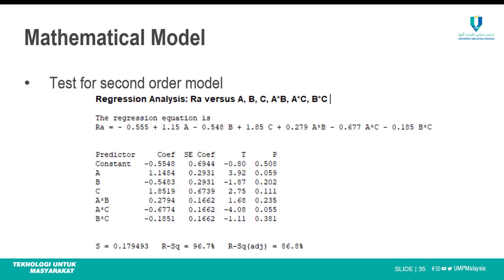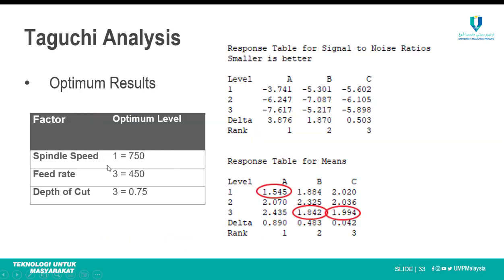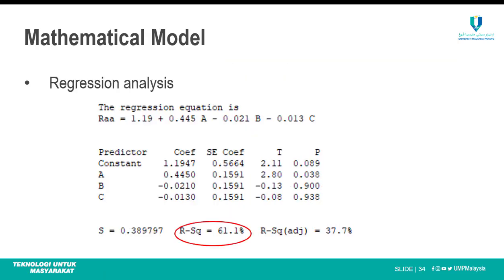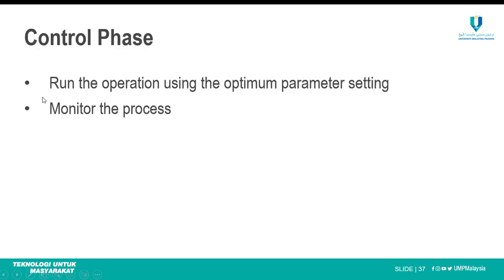So this is the mathematical model, and that is the improve phase. From this phase we should be able to obtain the optimum parameter values, and that should improve our process variance. Now we move to the final stage, which is the control phase. In the control phase, we run the operation using the optimum parameter setting. We can run our process, our service and so on using the optimum parameter setting, and then we monitor the process. So this is the control phase.